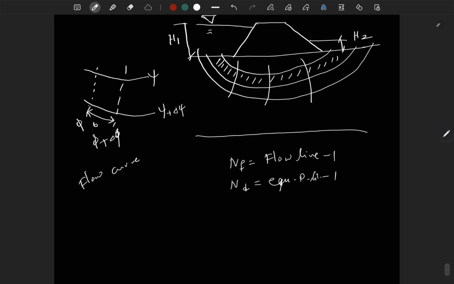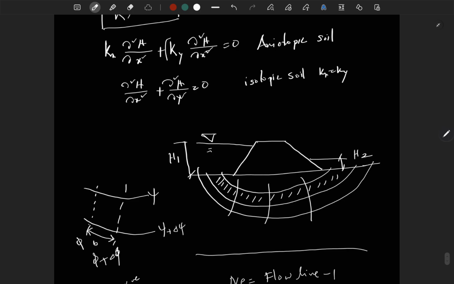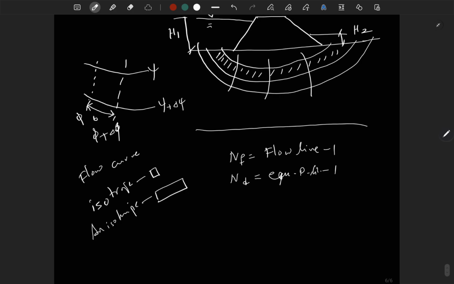For isotropic, it will be square. For anisotropic, it will be rectangular. That's it. Why is it rectangular? Because this k_y, k_z varies, there is something that is influencing. That's why it varies. Okay, I hope you will easily remember everything.